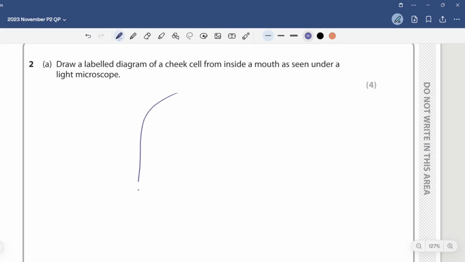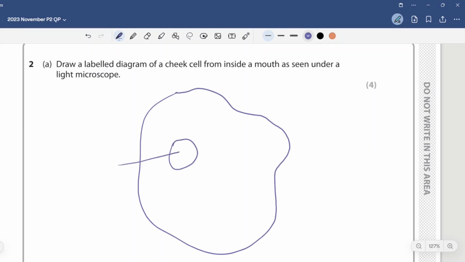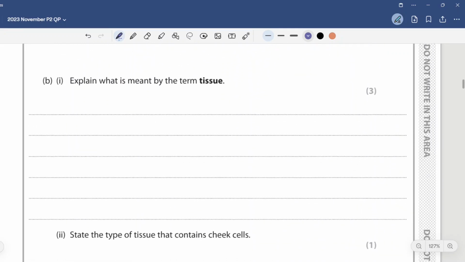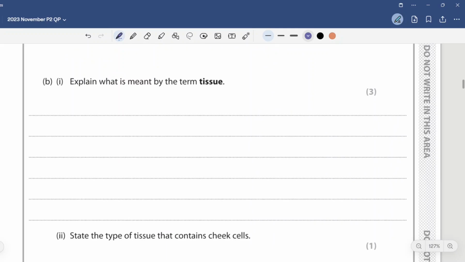Okay, we've got our irregular cell. And then we've got a nucleus, and then we just have to label it. So this would be nucleus, this would be cell membrane, this would be cytoplasm, which is the fluid that's inside, and those are your 4 marks. So 1 mark is for the irregular size, and then 3 marks are for the 3 different parts that I've just labeled there.